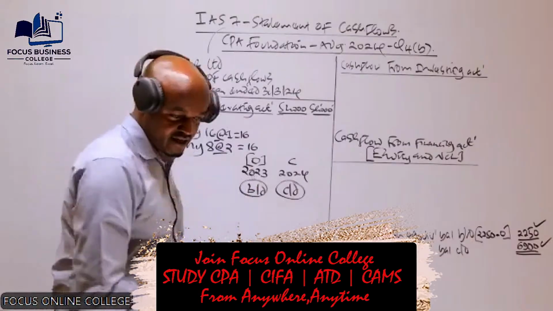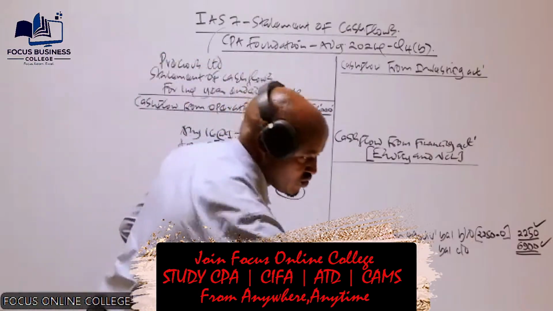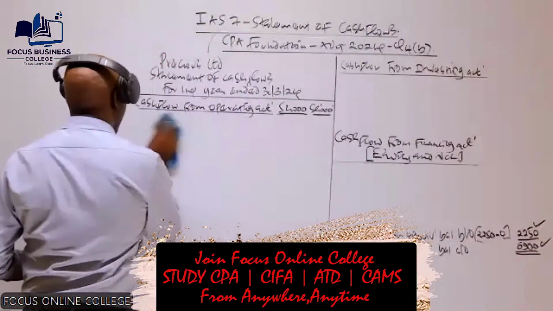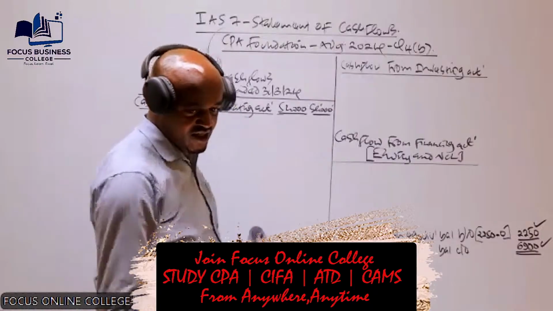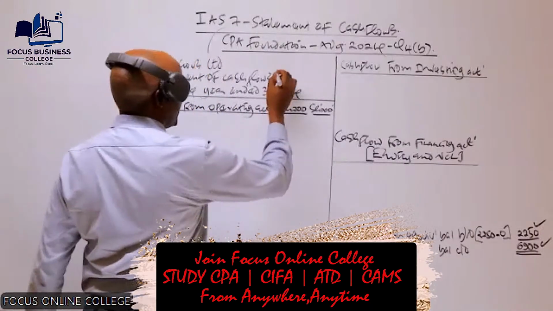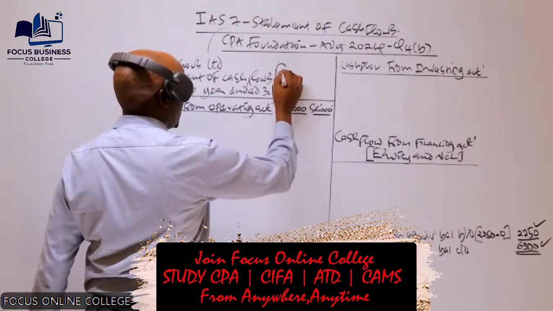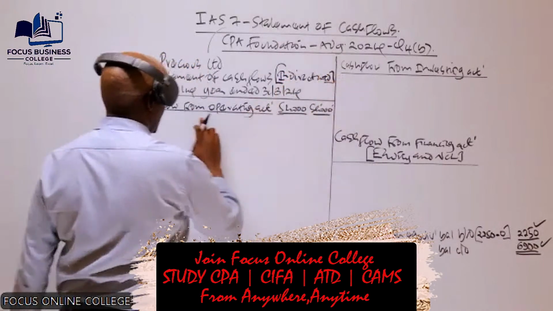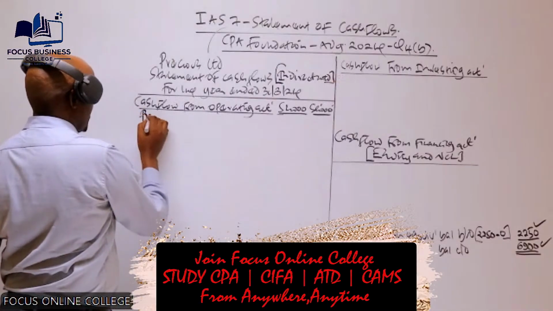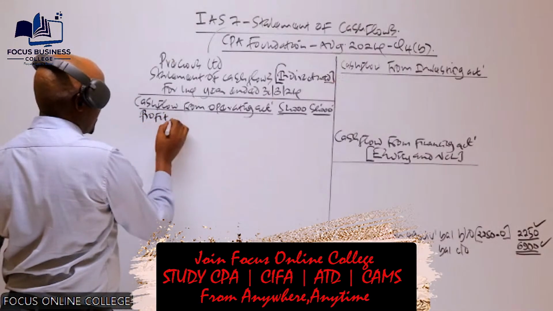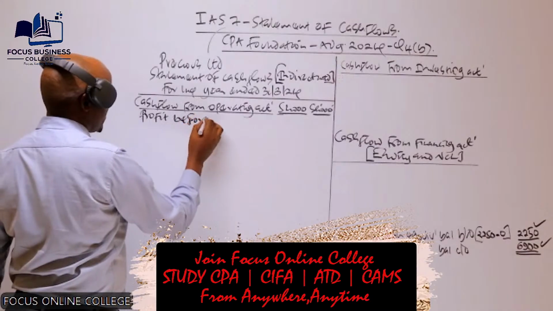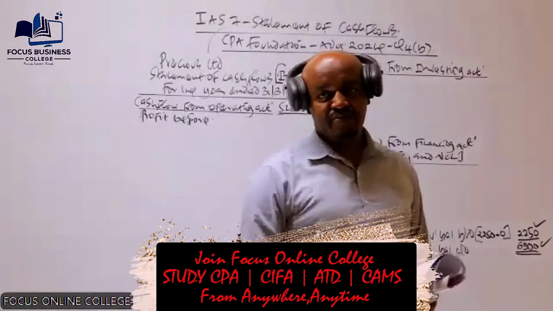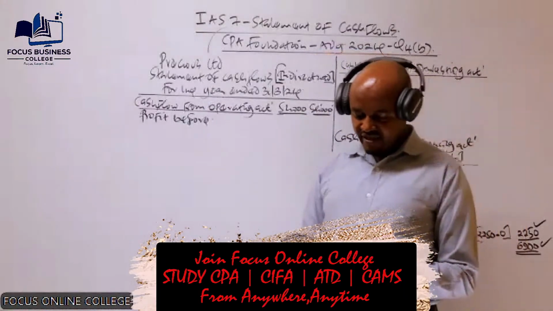Yes, after doing that, we come back here to where we compute the cash flows from operating activities. And remember, I've said we are preparing this statement of cash flows using the indirect method. Under the indirect method, we compute these cash flows by starting with the profit before tax. Where do we get the profit before tax? We get this from the income statement.